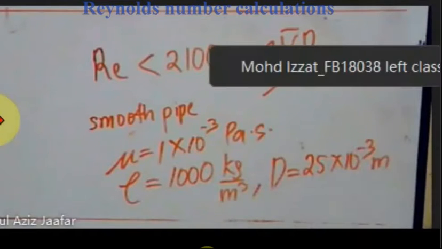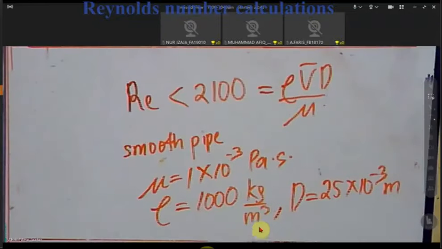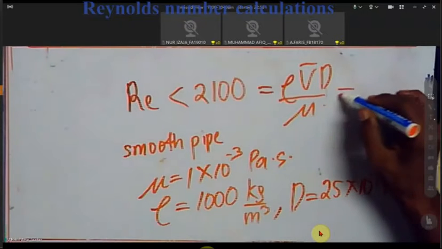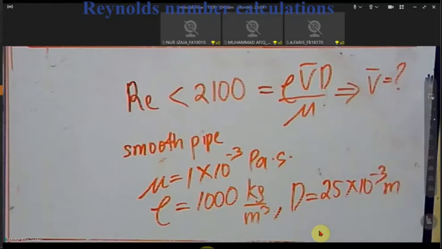We have to convert everything to proper units. If it is meter, you have to use all meters. So we want to find the value of the average velocity in the pipe when the flow is considered laminar. We know the nature of the pipe flow when the flow is laminar.